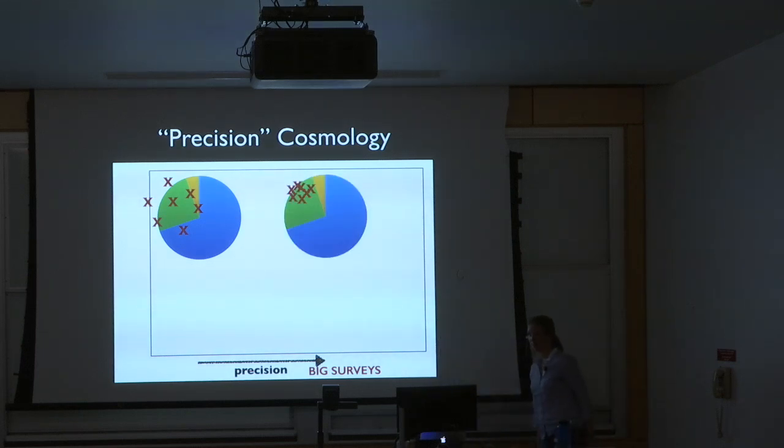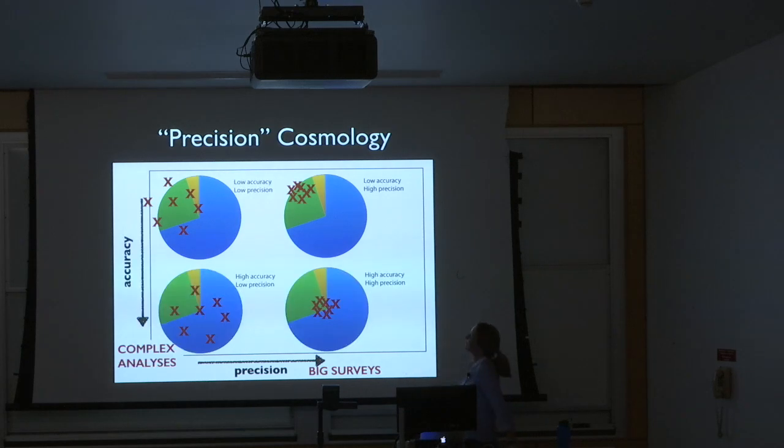If we only get precision, it could happen that our error bars shrink, but we are off center, so precision is not enough. Instead of precision cosmology, we actually need precise and accurate cosmology, so that at the end, all our measurements hopefully converge on the truth, which of course comes with the additional problem that we don't know the bullseye of the universe. So I'll also talk about that aspect later.